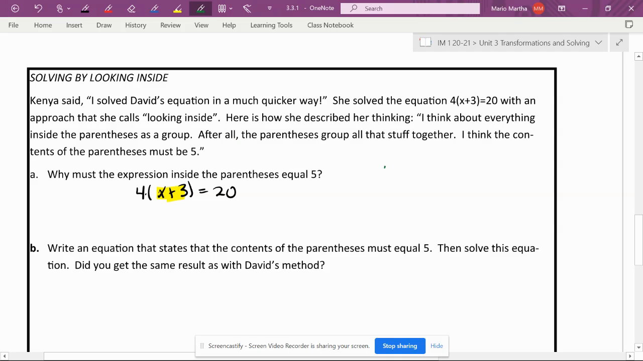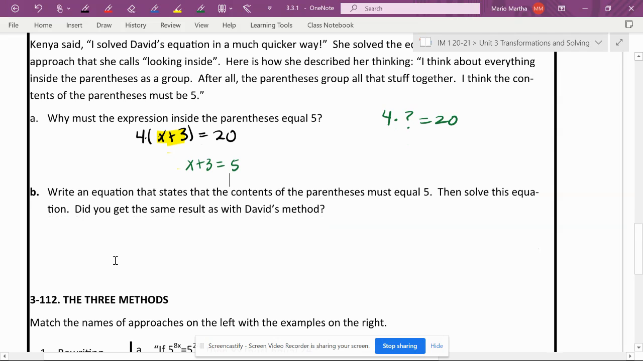So if you think about it this way, 4 times what is equal to 20? In this case, the what happens to be x plus 3. So therefore, the expression x plus 3 must be equal to 5. All right, and that would be part B. It says write an equation that states the contents of the parentheses must equal 5 and then solve the equation. So did you get the same result as David's method?